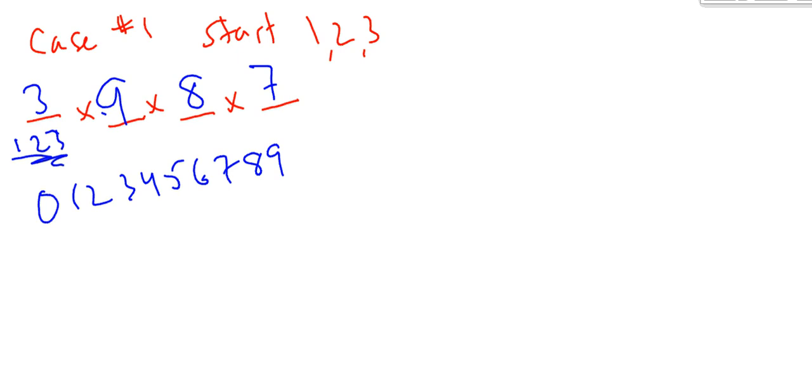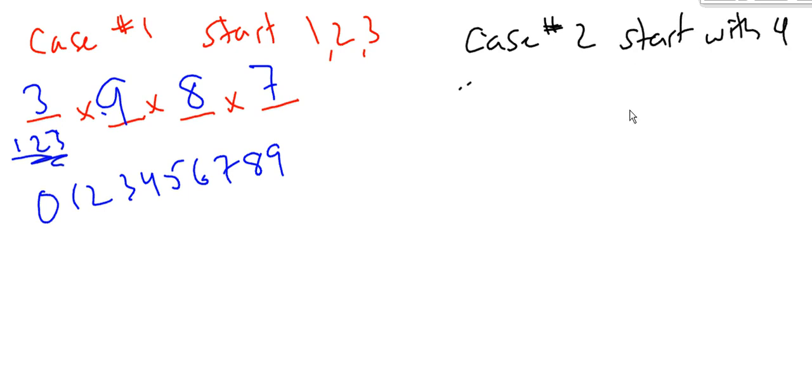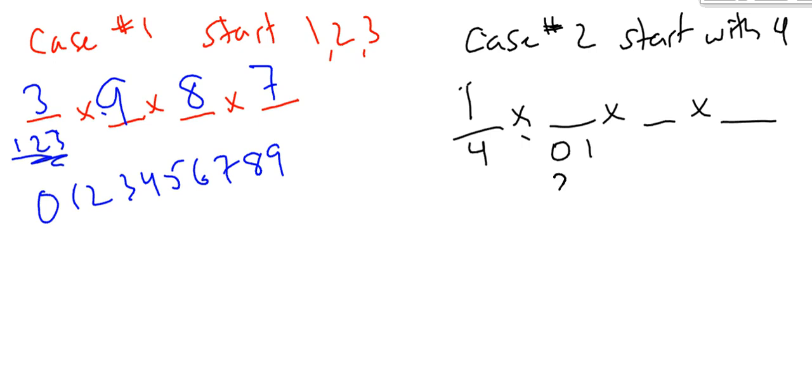The other case was where we started with a 4. And again, the reason why it has to be a separate case is because of that second digit. So we know that the first digit's a 4, so that's one choice. Now here, this second digit, I can put a 0, a 1, a 2. I can't put a 3, oh, yes, I can. I can't put a 4 because that would repeat.